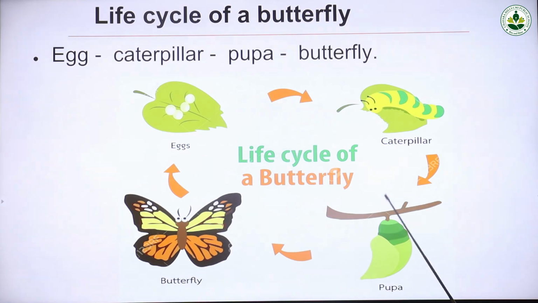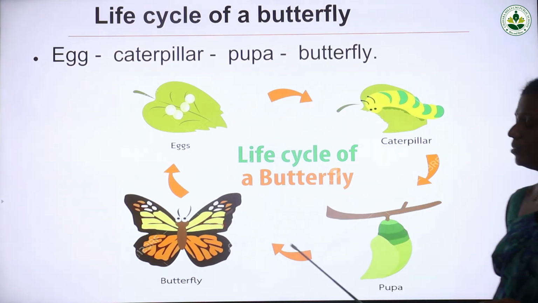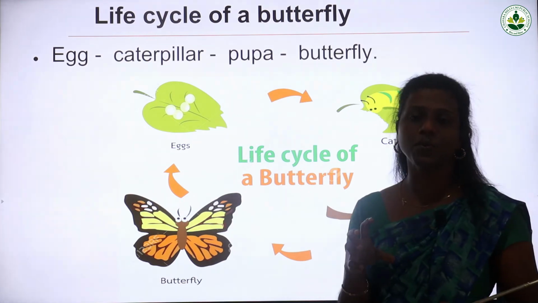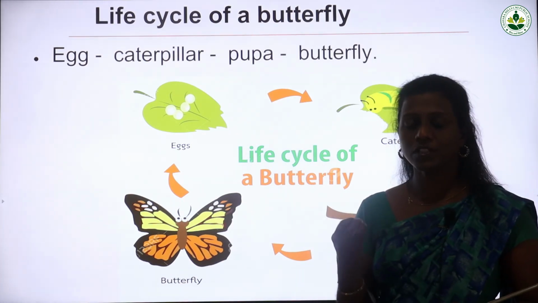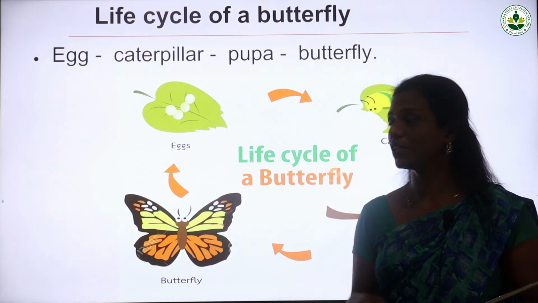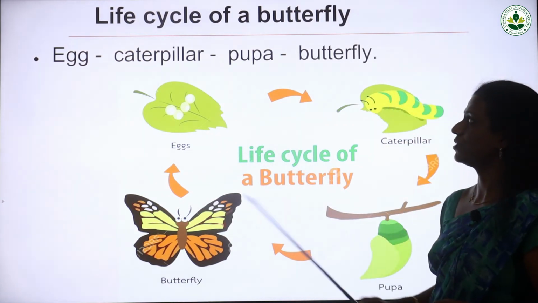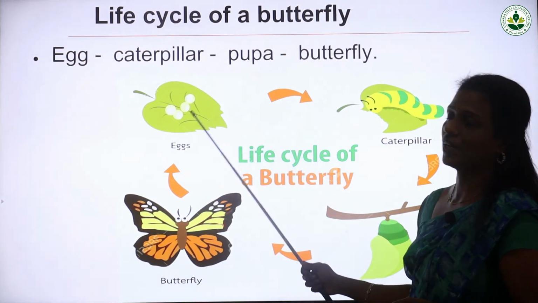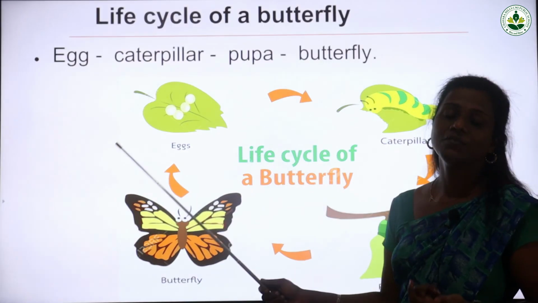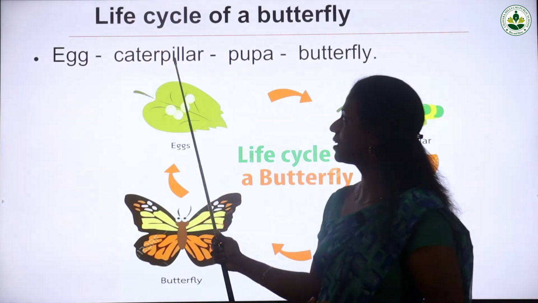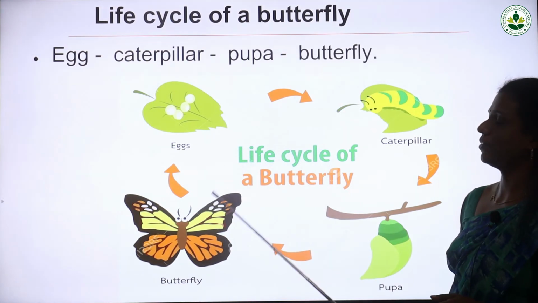And after that, it will make a covering around itself and it is known as pupa. When it grows inside the pupa, it will become mature and grown enough. At that time, it will come out as a butterfly. So this is the life cycle of a butterfly. So we can check one more time which are the different stages: egg, caterpillar, pupa, butterfly.